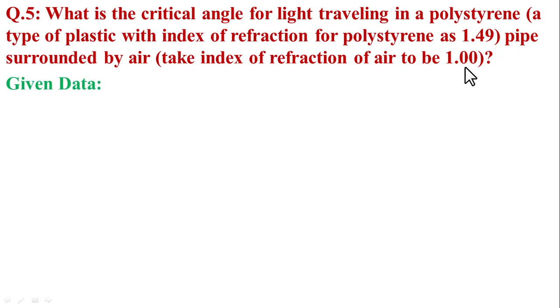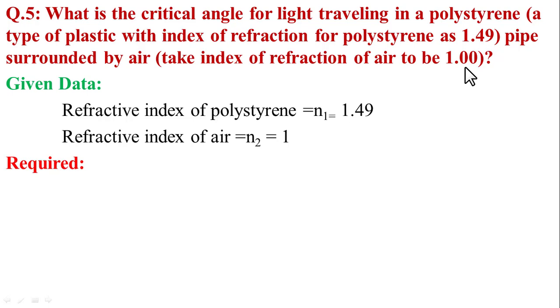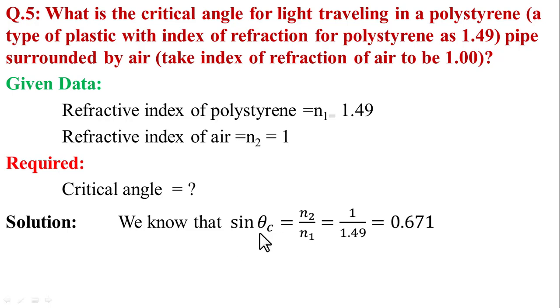Now, according to the statement, write the given data. In given data, refractive index of polystyrene N1 is equal to 1.49. Now, the refractive index of air N2 is equal to 1. Now, according to the given statement, required is the critical angle denoted by theta c. Now, we use the formula sin theta c is equal to N2 divided by N1.